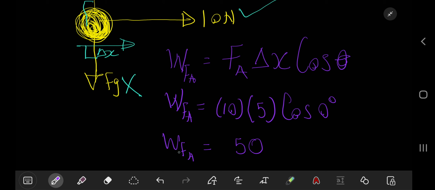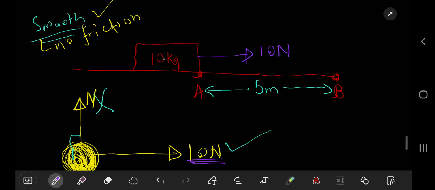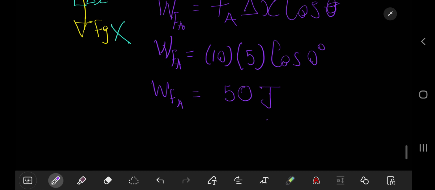And now it's important to note that work is the same as energy, okay? So it's energy which is transferred into or out of the object, okay? So now, if work is the same as energy, then the unit of work is joules, and this is a scalar quantity, it does not have direction, okay? So we can see that this is positive 50, meaning that this applied force is doing positive work on that object of 10 kg, while moving it from point A to point B. It does positive work of 50 joules.